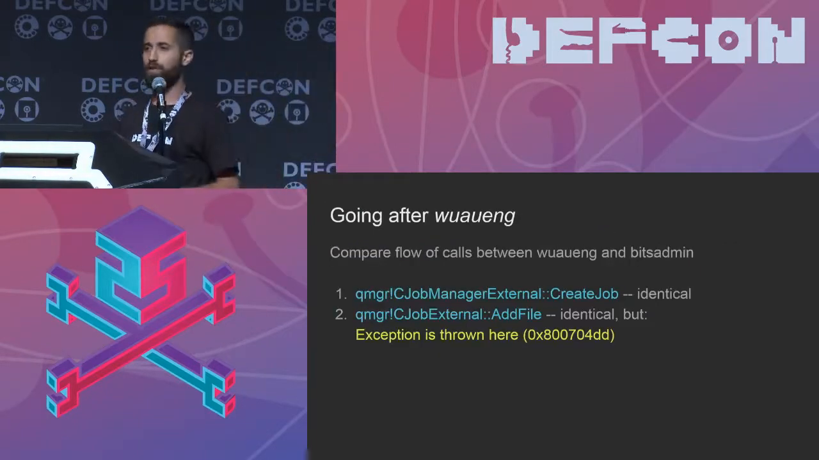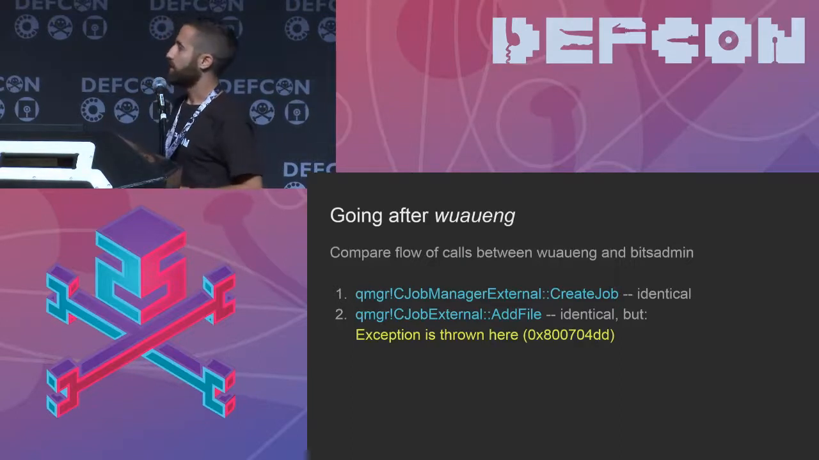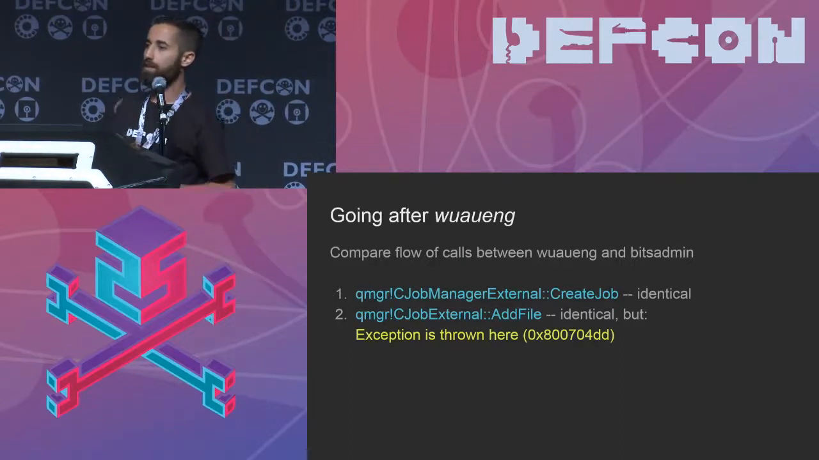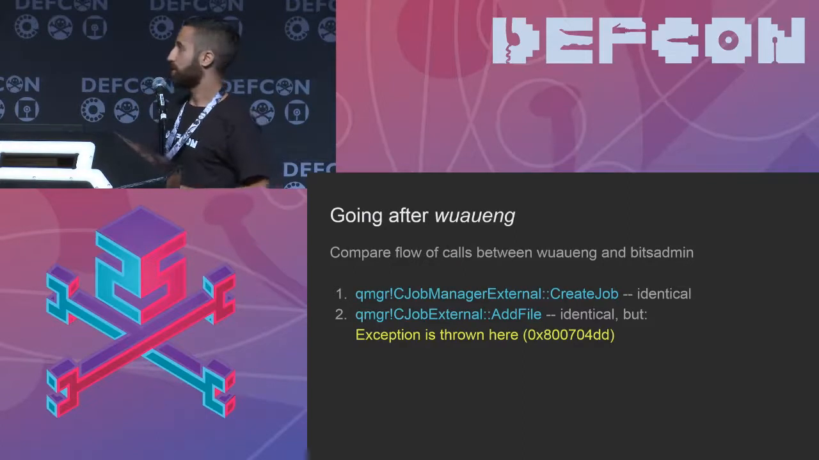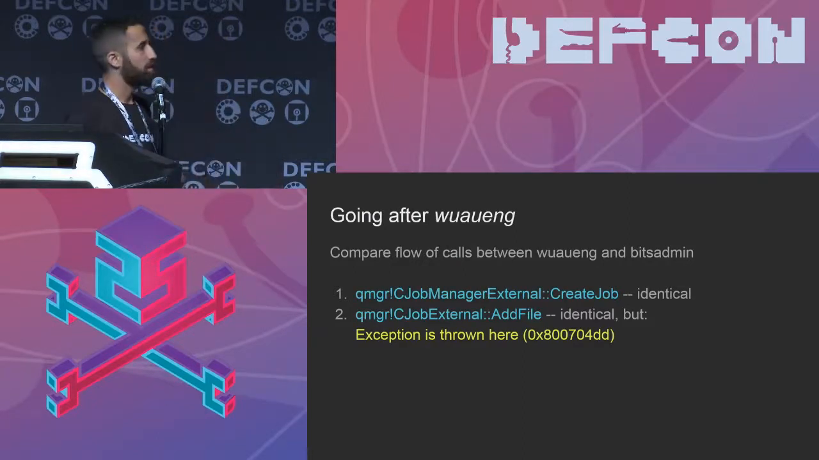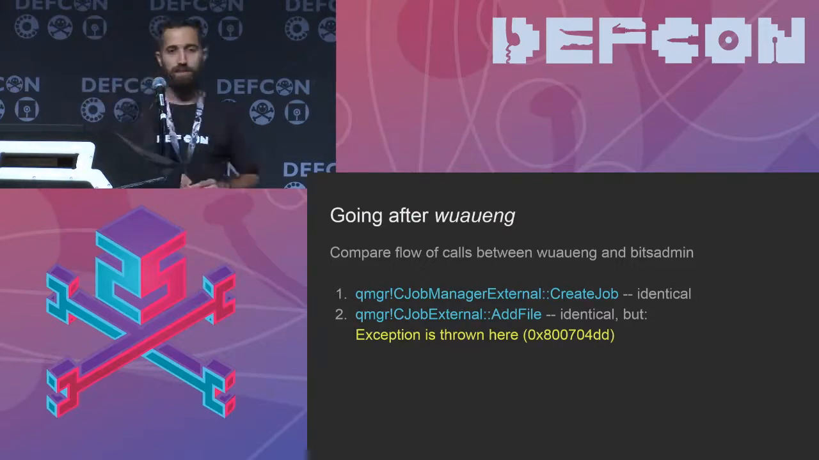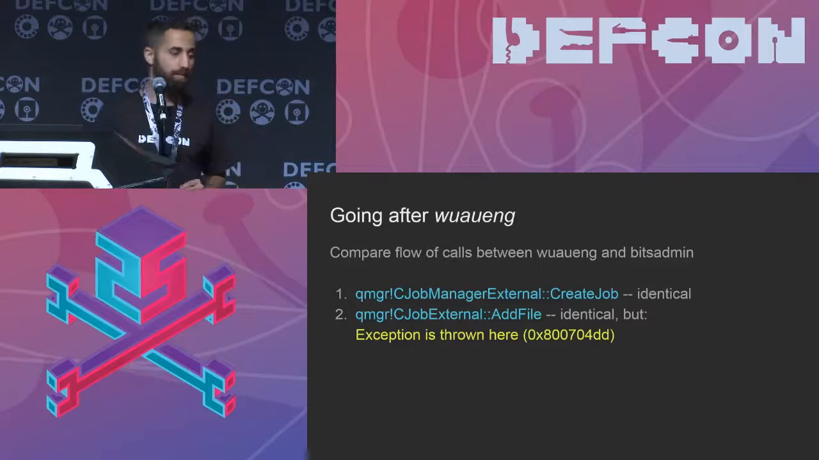So I compared these two flows, the valid one that we got from Windows Update and the failed one that I tried with BITSInject. The first call was identical in parameters and succeeded in both. And the second call was identical in parameters, but we got an exception when we were running from BITSInject.